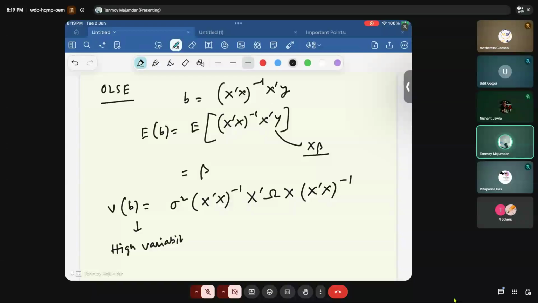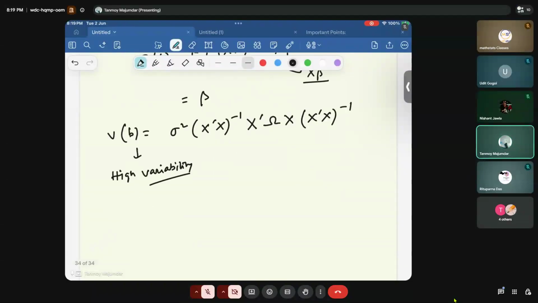जस्ट ये पॉइंट नोट रखना कि when we are using OLS method and there are unequal variances, then the variance of beta is having high variability. Okay, so this is not the BLUE. BLUE तभी हो सकता है जब variance minimum होगा. Okay, variance minimum नहीं होगा तो BLUE नहीं हो सकता है.